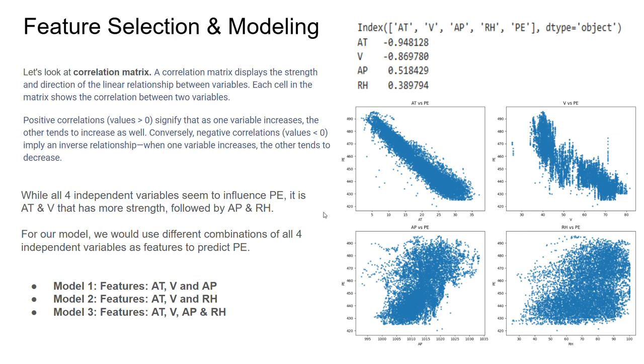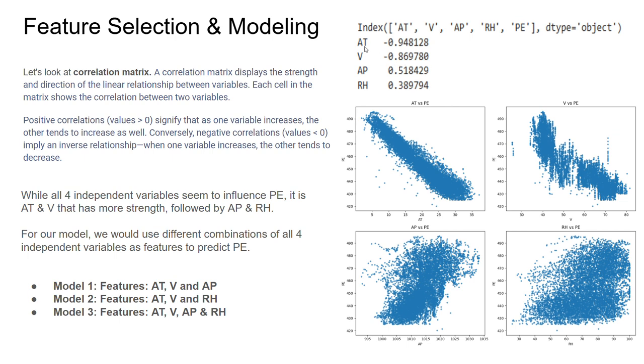Now, let's go ahead and select features to be used in the modeling, right? So what I did is I looked at the correlation matrix. Correlation matrix actually displays the strength and direction of a linear relationship between variables. So on the right side here, you would see this. It's a screenshot. I loaded this data into a pandas data frame. It's a Python library to load a table.